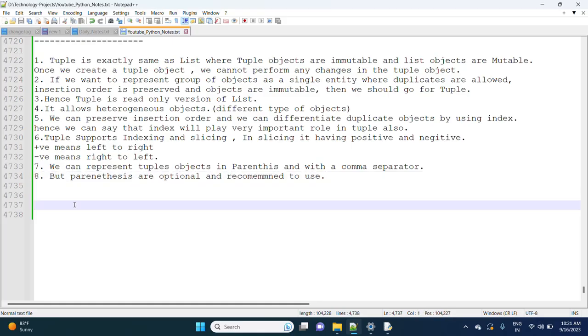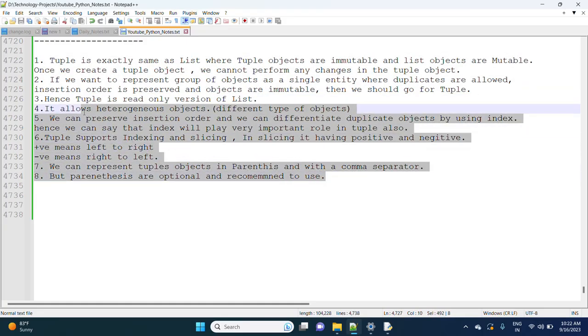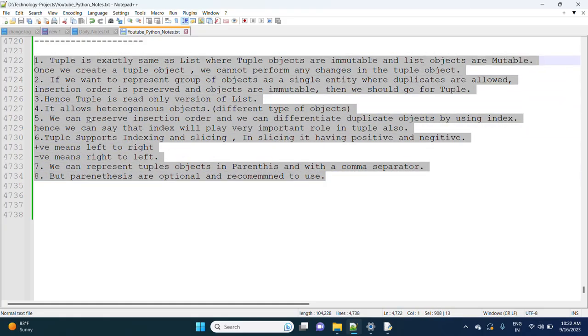Clear, right? With these 8 points, if you explain in the interview, he will get much clarity and he will be fully satisfied with your answer. In the next session, I'm going to explain these 8 points with practicals.